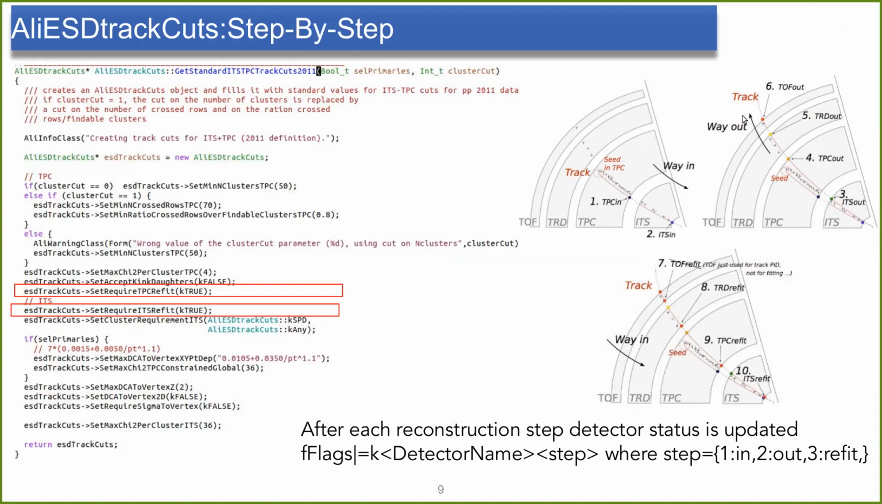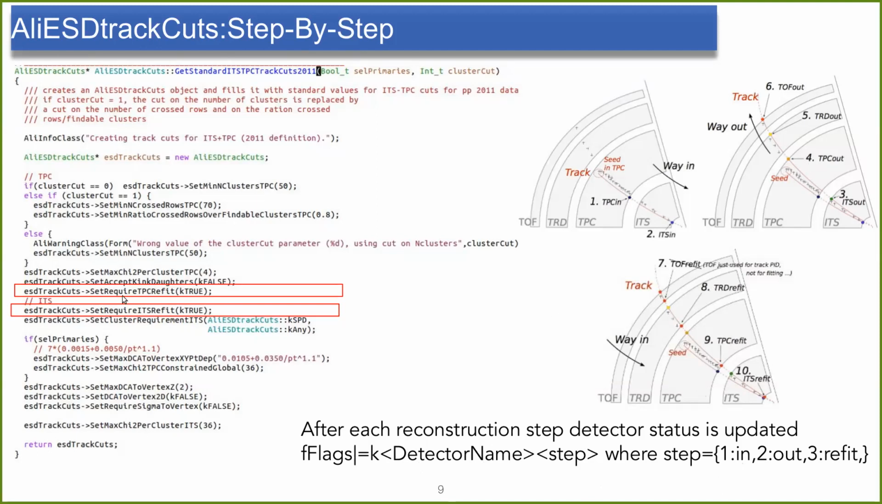Then again we do another refit from the outermost layer of the TOF to the ITS. So this is basically called the refit. In the detector, for each track, we basically have some flag which tells us whether the track reconstruction, or the Kalman algorithm, is successful for the detector in that particular step. So what are the steps? There are basically three steps: the inward, outward, and refit. The first step, second step, and third step.